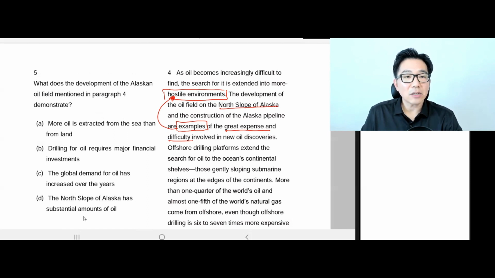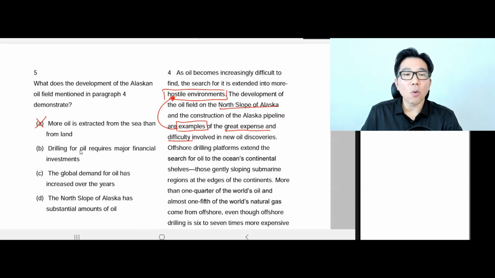Let's choose the right answer. A, more oil is extracted from the sea than the land. This certainly doesn't tell us that. And this is not true either, because below here, it says 1/4 of the world oil comes from offshore, meaning it's not even half. It's less than half. So either way, A is wrong.